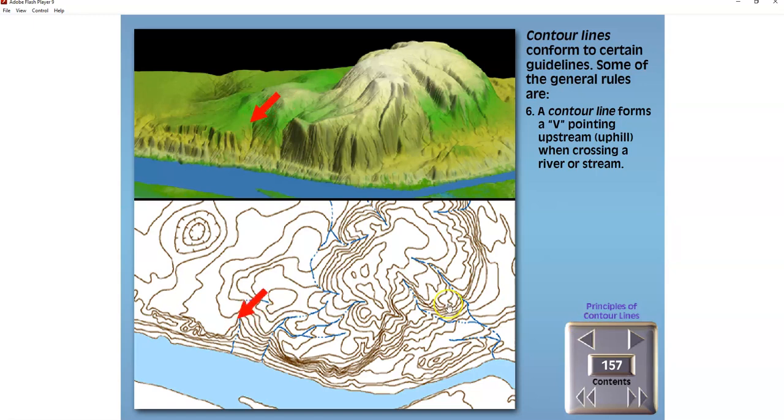6. A contour line forms a V pointing upstream when crossing a river or stream. So that's an extremely important rule. If you can see down in this picture here, you've got a blue line to show a river, and then these contour lines all make a V shape when they cross the river. The V's point uphill or upstream. So this river would be flowing, they'll ask that question, and I put it on some assignments this week. It'll say, what direction is the river flowing?